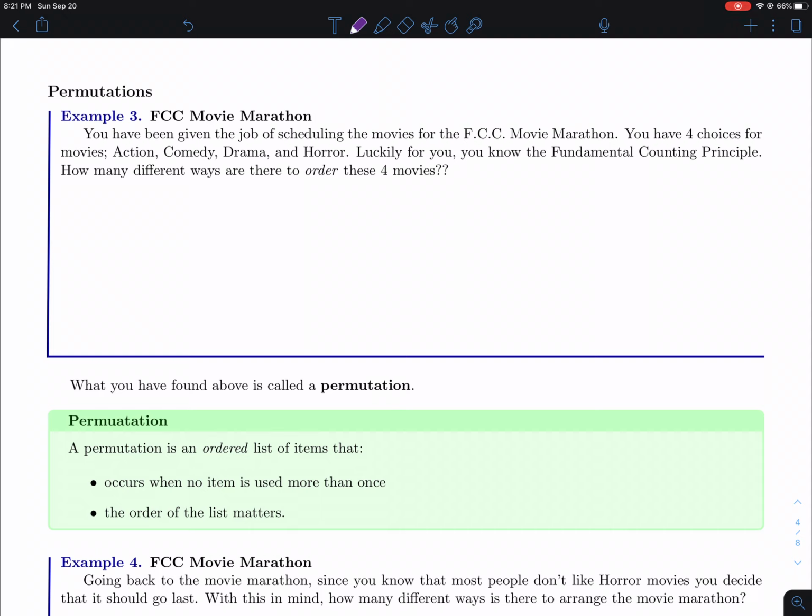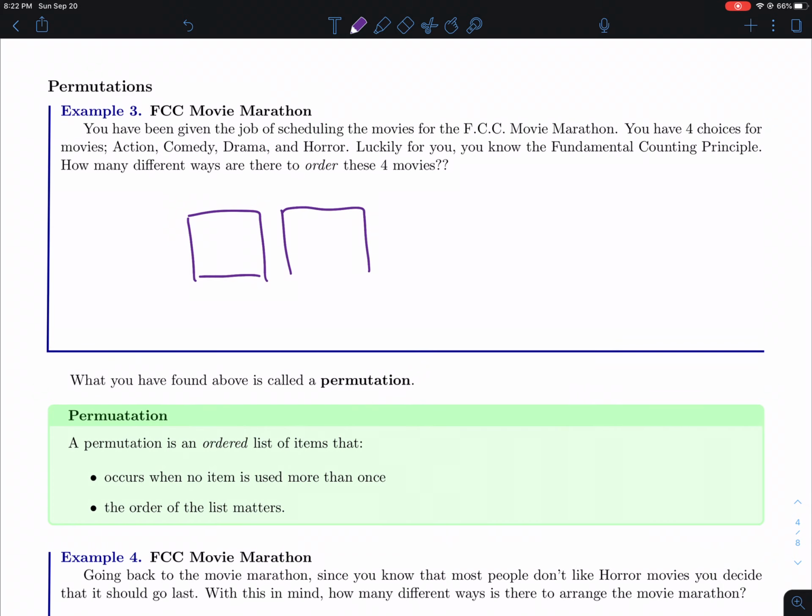The way I like to do these problems is to imagine a box, or you can draw a line, representing each movie position. For example, let's say we started the first movie at 6 o'clock. So this would be the 6 o'clock time slot. This would be the 8 o'clock time slot, the 10 o'clock time slot, and then finally the midnight time slot. So in this case, I've got 4 possible movies and 4 positions.